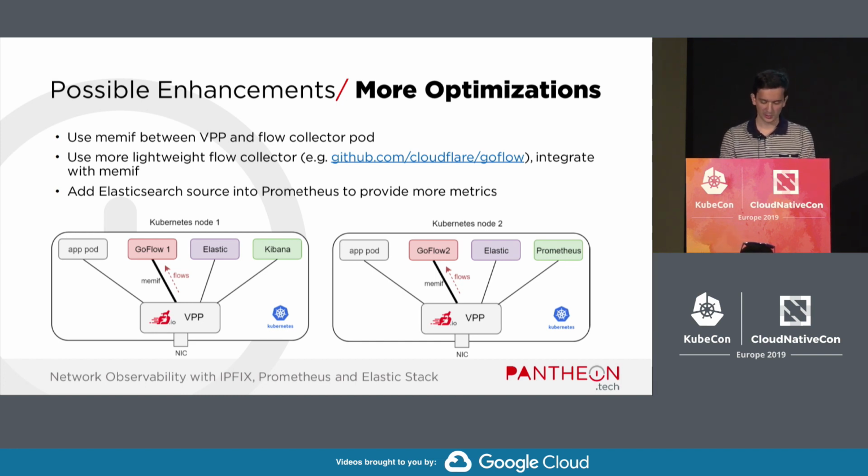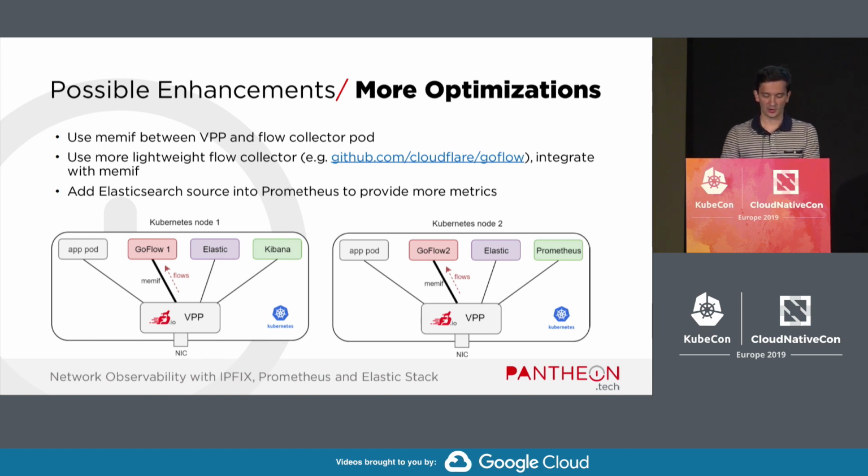Another possible enhancement would be usage of the MEMIF interfaces between the VPP and the flow collector. As I already mentioned, MEMIF interfaces allow packets to traverse between the VPP and the pod through shared memory, which should save a lot of processing in the kernel. For that, we would need to have a flow collector that would be modified to use MEMIF. And one candidate for that may be GoFlow, which is a flow collector in Go. Since for MEMIF we do have a Go library, which is able to talk to VPP, that can be easily integrated together.